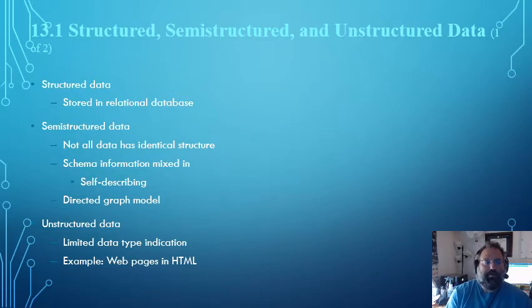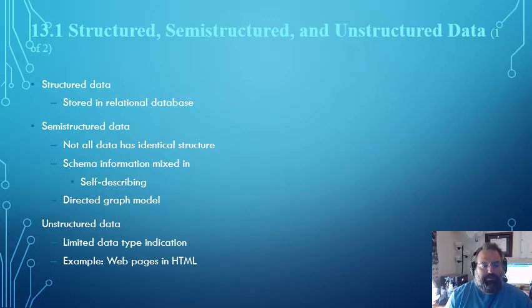Section 13.1 is about structured, semi-structured, and unstructured data. Structured data is stored in relational databases. It's something that is very rigid, has a predefined schema, and you are expecting things to be of a certain type and size. Semi-structured data is where not all data has identical structure.